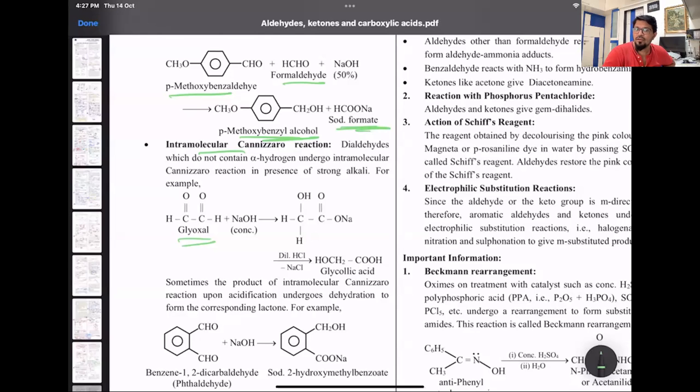first forms a salt, which with HCl gives you glycolic acid. Some other examples are where we have two aldehyde groups in the same compound, then one CHO gets reduced to primary alcohol. One CHO gets oxidized to acid, which reacts with NaOH to form its salt. So within one molecule only, if we have one oxidized and one reduced, then we have the concept of intramolecular Cannizzaro's reaction.